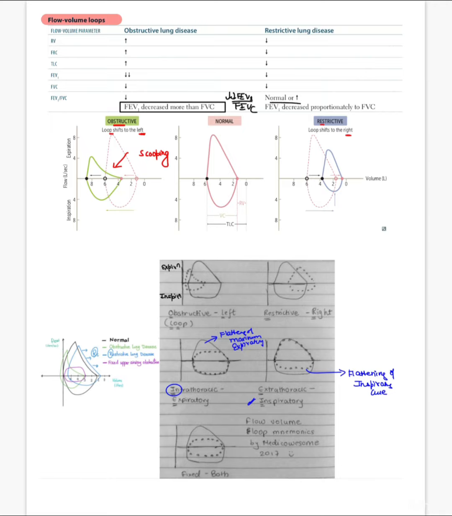Now, guys, your restrictive lung disease, what happened? This is normal or increased because there is a proportionate decrease, guys. Now see, you need to know what your obstructive graph looks like and what the restrictive looks like. First of all, see, guys, this is the normal graph. Here what you see is your expiratory phase. This is your inspiration phase. Now see, restrictive shifts towards the right, guys. No confusion, obstructive will shift towards the left.